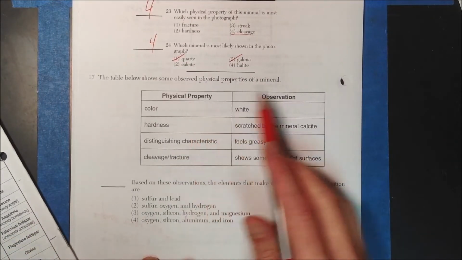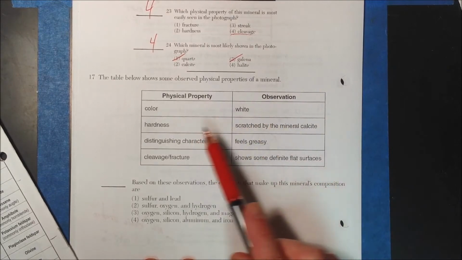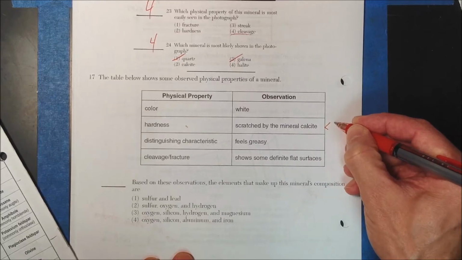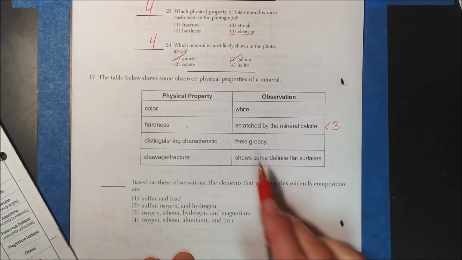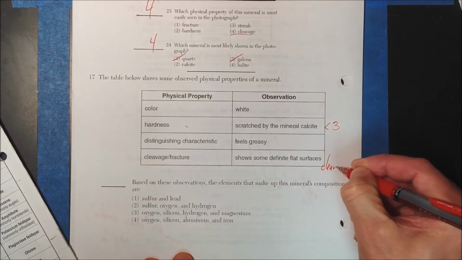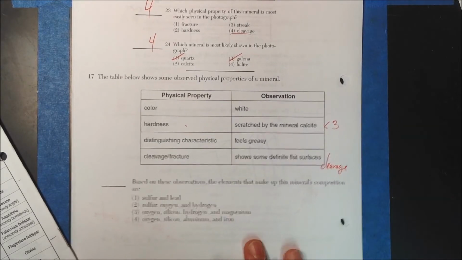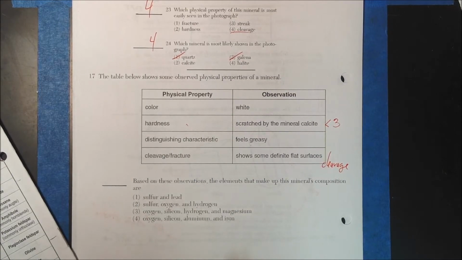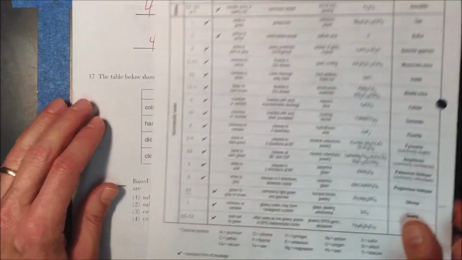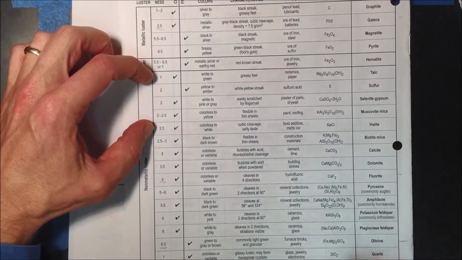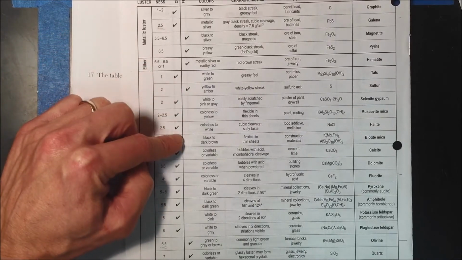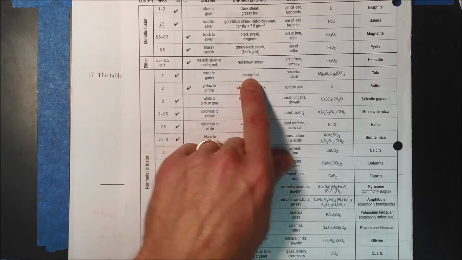17, the table below shows some of the properties of minerals. So, color white, hardness scratched by calcite. Therefore, hardness has to be less than 3. Greasy feel, shows some flat surfaces, so that means it has cleavage. The color is white, it has to be less than 3, it has cleavage and a greasy feel, and it's white. It's going to be this one, talc.